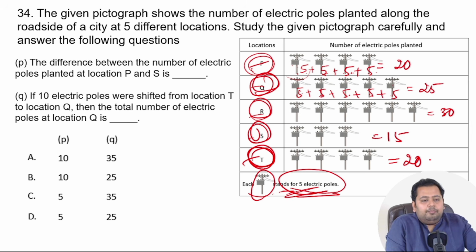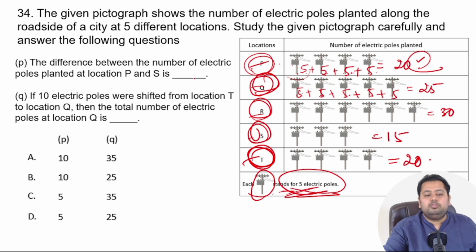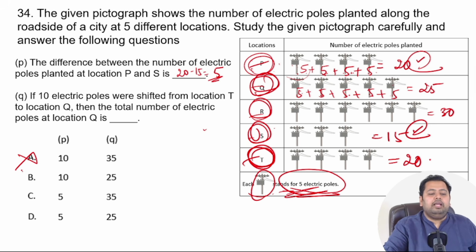The difference between the number of electric poles planted at location P and S, right? So in P, total 20 poles were planted, and in S 15 poles were planted. We have already found that out. So the difference, that is 20 minus 15, is 5, right? So now we know that option A and option B cannot be the answer. So 5 is correct for P. So either C or D can be your answer.